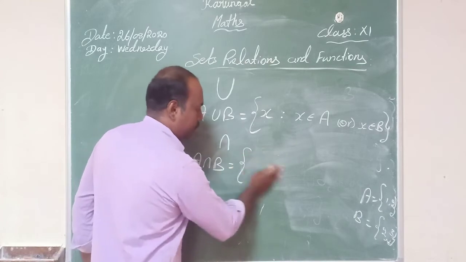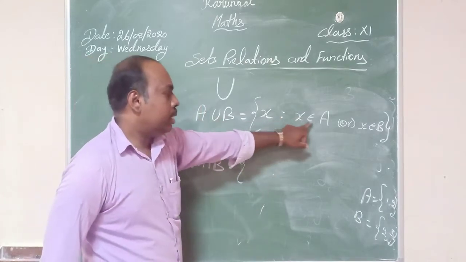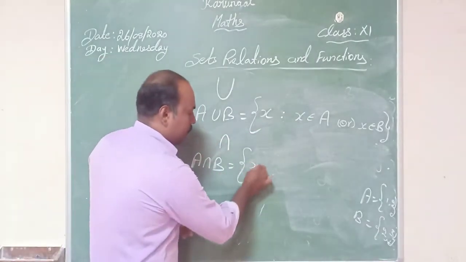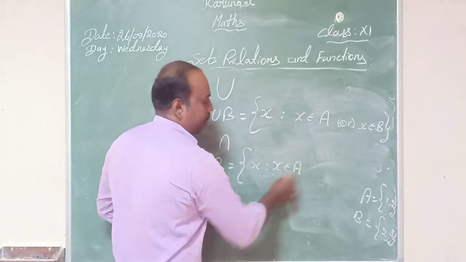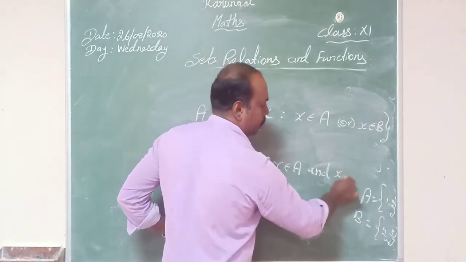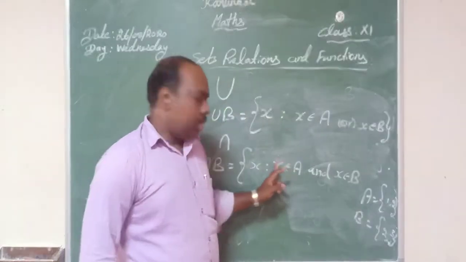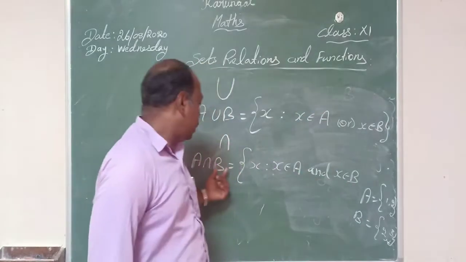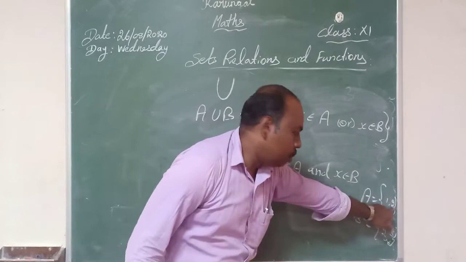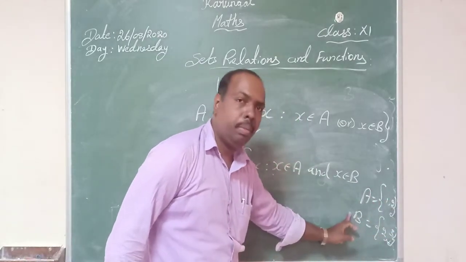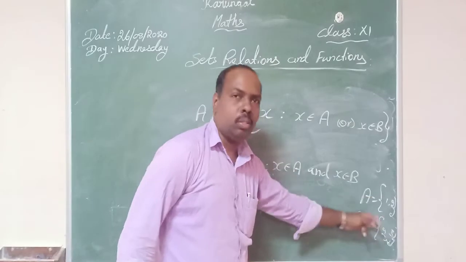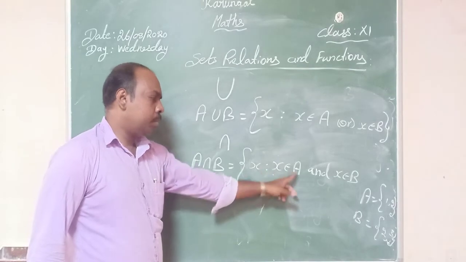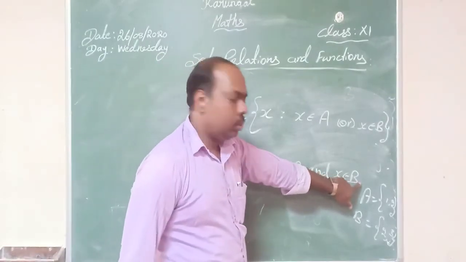How will you say the definition? A union B is X such that X belongs to A or X belongs to B. A intersection B in the sense X such that X belongs to A and X belongs to B. The element X belongs to A as well as belongs to B. Then only we can say it is an intersection. The element 2 belongs to A as well as 2 belongs to B. Then only we can say A intersection B is 2. So generally, A intersection B equal to X such that X belongs to A and X belongs to B.